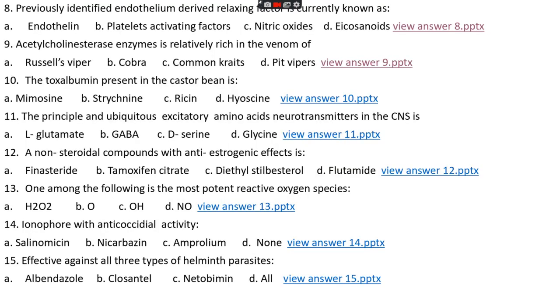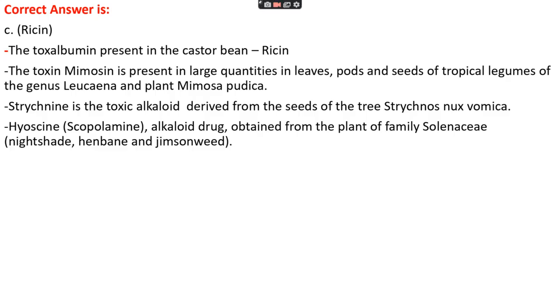Okay, question number 10. The toxalbumin present in the castor bean is option A, mimosine, option B, strychnine, option C, ricin, option D, hyoscine. The right answer is option C, that is ricin. Okay, the toxalbumin which is present in castor bean is ricin.